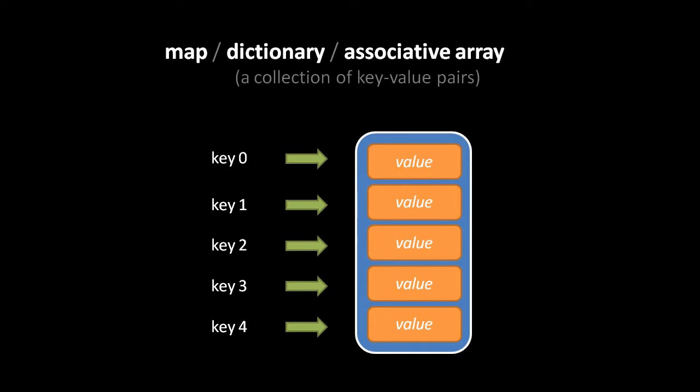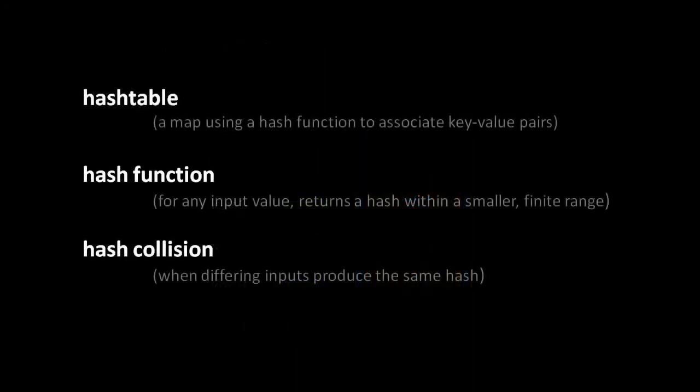Ideally, what we want is a map with the efficiency or near efficiency of this array implementation, yet which allows us to use any possible key. The solution to this problem is what's called a hash table, which is a map that uses a hash function to associate the key value pairs. What though is a hash function?